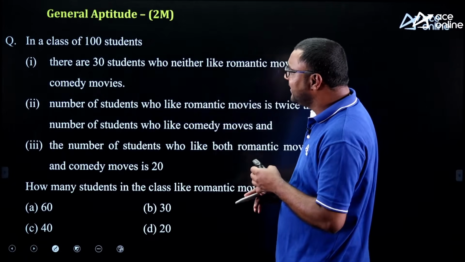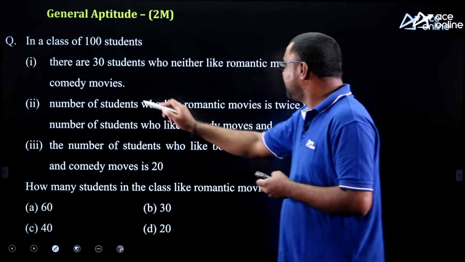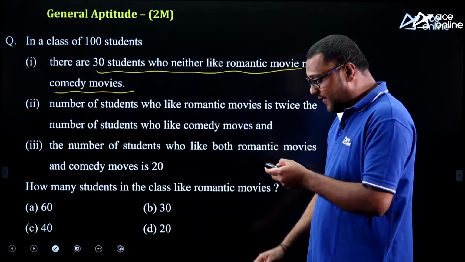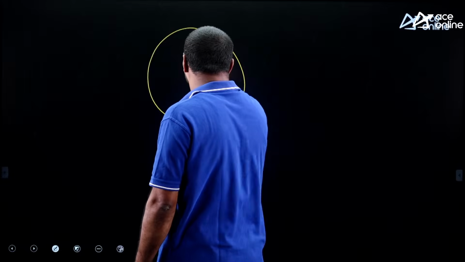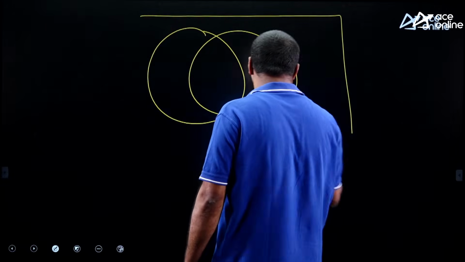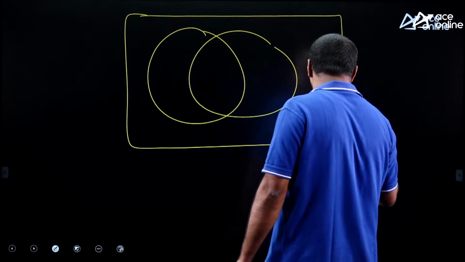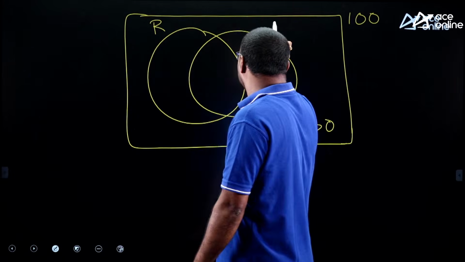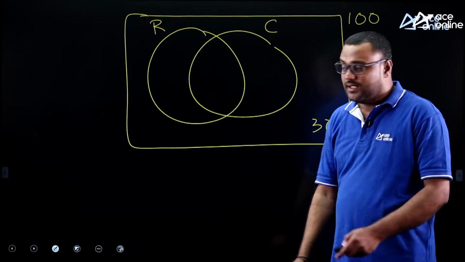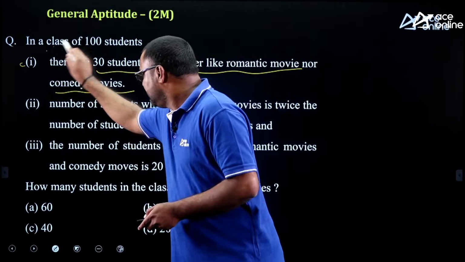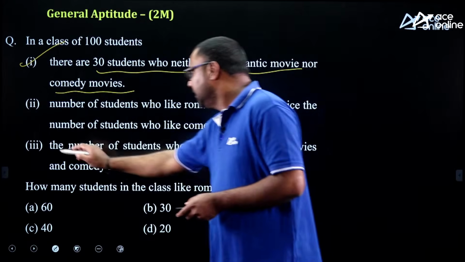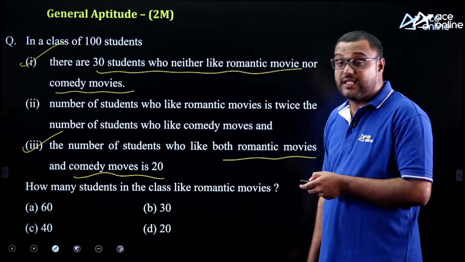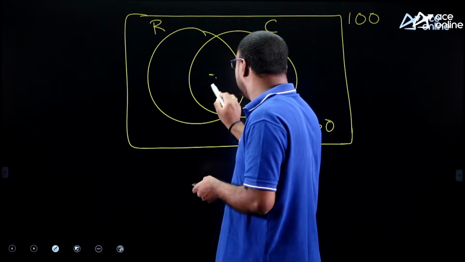Right. Now here see this. In a class of 100 students, there are 30 students who neither like romantic movies nor comedy movies. Out of 100 students, total area is 100 we can consider. Among them, 30 people don't belong to these two, romantic movies and comedy movies. And they given other information. Number of students who like both romantic movies and comedy movies is 20.